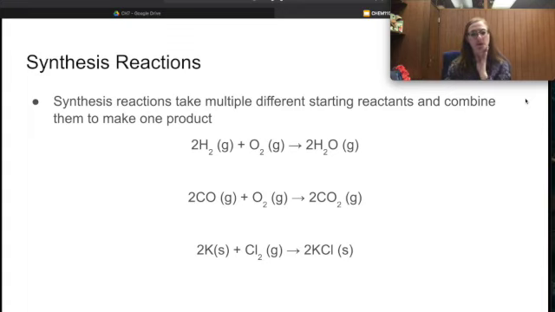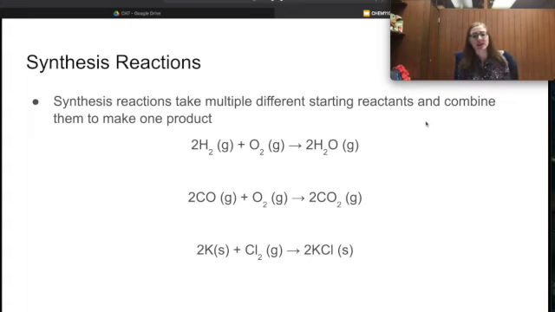So we looked at this reaction going the other way earlier, where we broke two water molecules apart into hydrogen and oxygen. However, here we're looking at it in the other direction. So we're taking two hydrogen gas molecules, one oxygen gas molecule, and we're combining them together to make two water molecules. So I started with two different reactants and I got one product in the end.